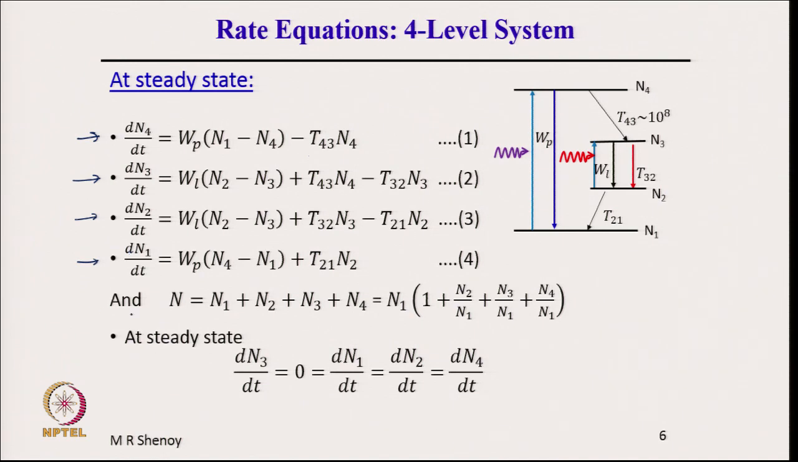Further, we also have N is equal to N1 plus N2 plus N3 plus N4, that is the total number. In practice, of course, most of the atoms are in the ground state. Therefore, at any time N1 is much greater than N2, N3, N4. In fact, even if you add all of these, the sum will also be much smaller compared to N1, and this can be written in the same way that we had done for the 3 level system.